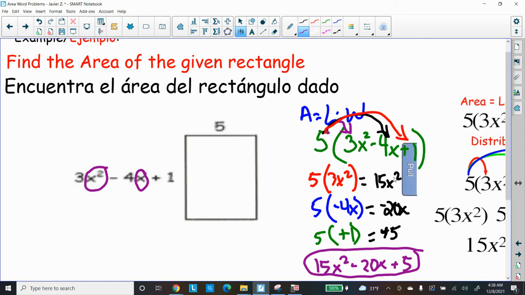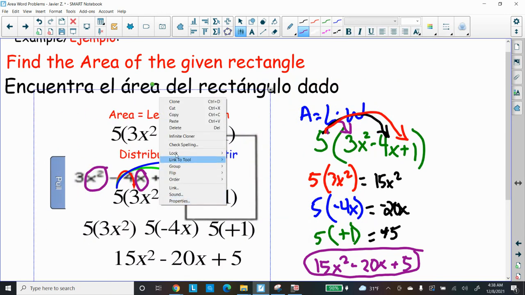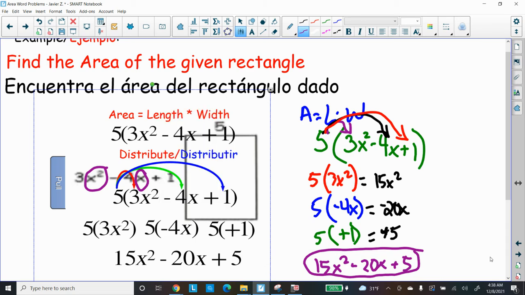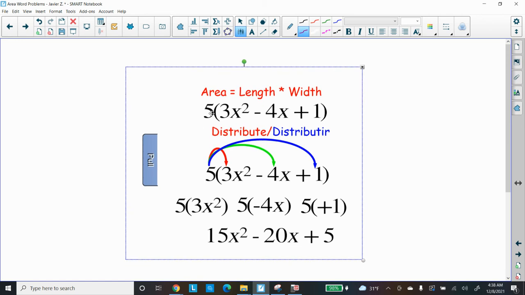And I see I have a pull tab over there. Well, let me copy my pull tab and put it on a new page so we can see it a little bit better. There it is. So my area, length times width, so I had to distribute it. So the 5 got multiplied by everything because this is a little neater than my handwriting. So pardon my handwriting. 5 times minus 4x, 5 times the 1, and 5 times 3 is 15. Don't forget the x squared. 5 times minus 4 is minus 20, and 5 times the 1 gives you the positive 5 or plus 5. Wow, that was a lot.